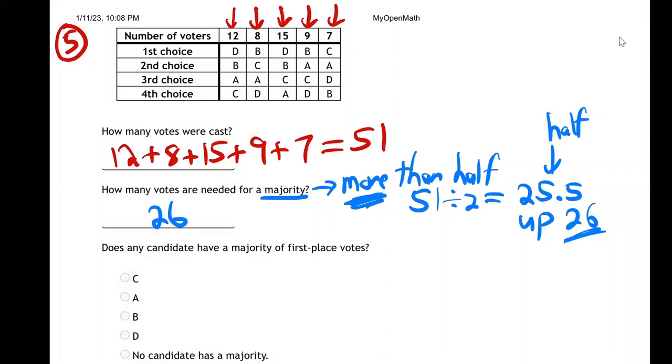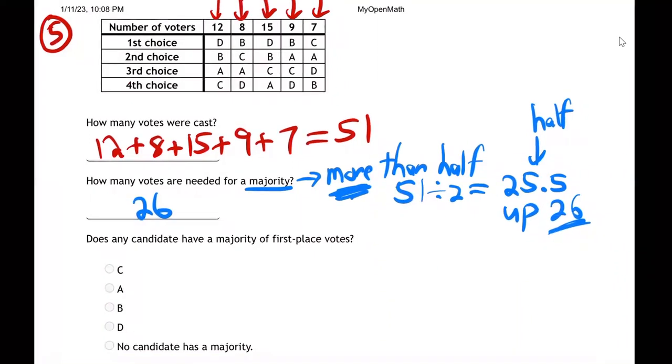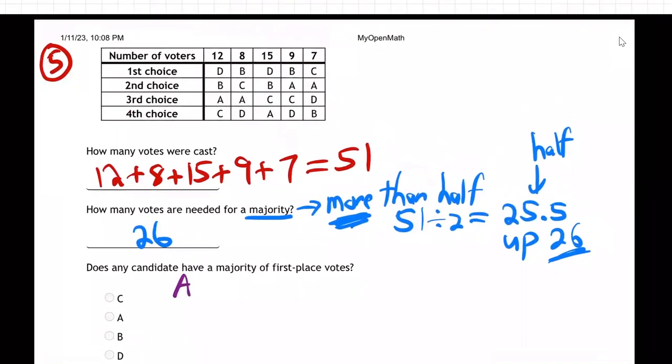Okay, next question. Does any candidate have a majority? Does anybody have that many votes? In this election, does any of those 4 candidates, A, B, C, or D, have 26 or more votes? I don't know. Let's check it out. How many does A have? And we're talking about first place votes now. So we're not even looking at second, third, or fourth right now. Just first place. How many first place votes does A have? On mine, the big 0. A's not even up there. On mine, yours will be different.